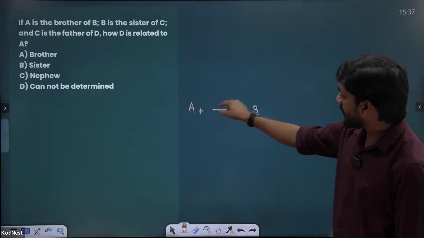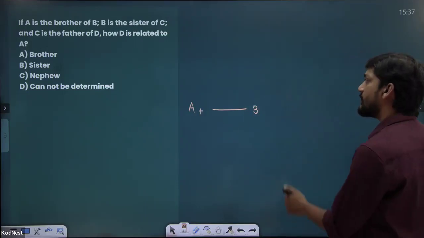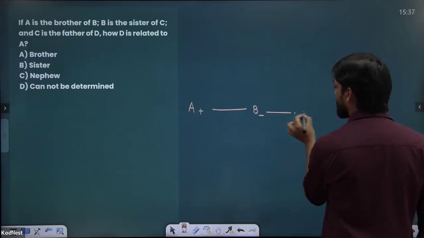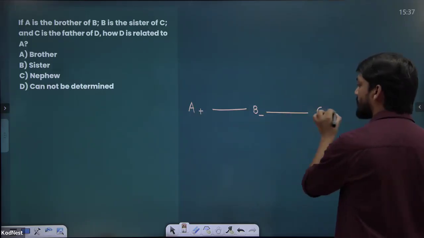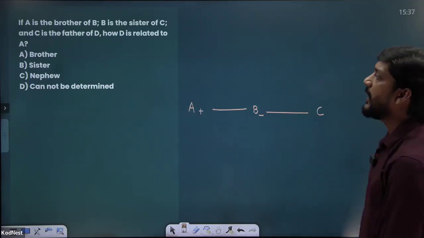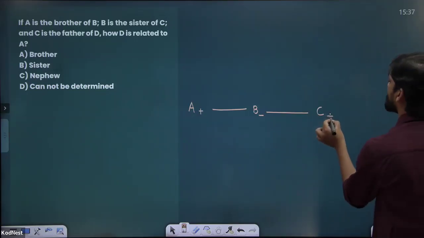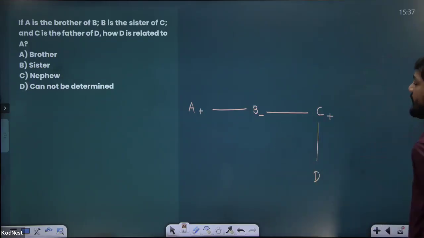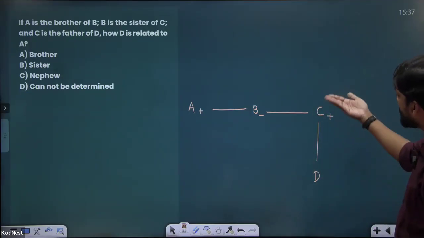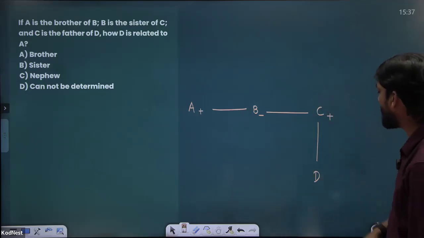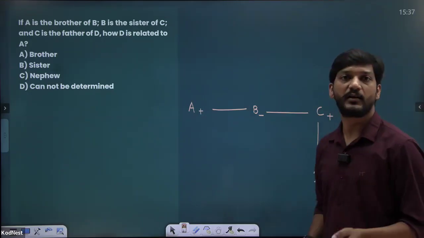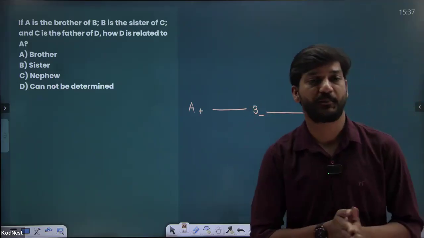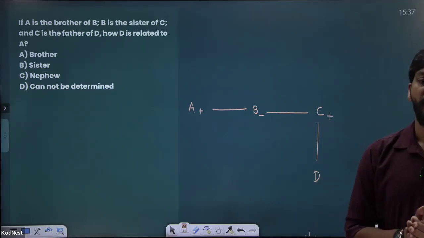So A is the brother of B, we have drawn. B is the sister. B is the sister. So B is female. B is the sister of C. Sister will be same generation, so sister. And C is the father. C is the father, father of D. C is the father of D. So C is the father, father will be one generation above, and the child will be one generation below. C is the father. Are you able to understand this very simple diagram? Please answer. Very simple diagram.